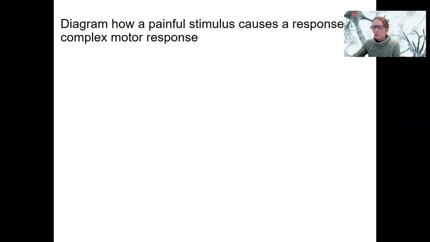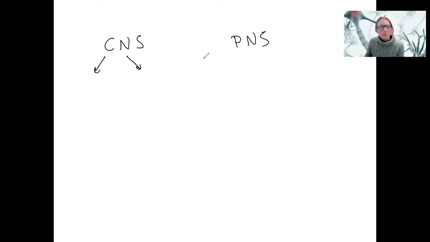Okay, back to here. Last thing we're going to do in order to categorize the divisions of the nervous system is categorize visceral and somatic and all this other stuff I told you about that I haven't really told you about yet. So I'm going to draw kind of a flow chart here. We've got the central nervous system and the peripheral nervous system. We've already talked about the components that make up each of these. The physical components are the brain and spinal cord.